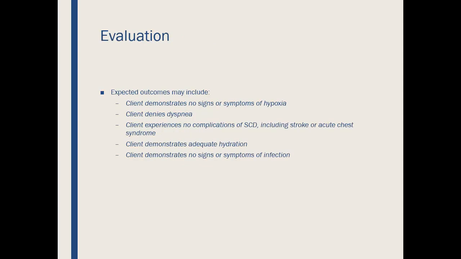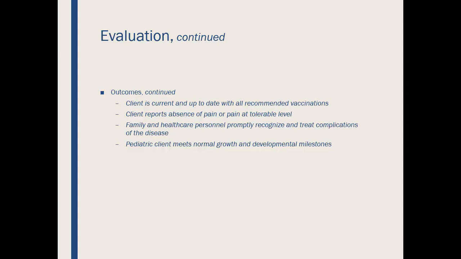All right, evaluation. Some of your expected outcomes may include the client demonstrates no signs and symptoms of hypoxia, they deny dyspnea, they experience no complications of the sickle cell disease, including stroke or acute chest syndrome. They will demonstrate adequate hydration by moist mucous membranes and a urine output of at least 0.5 milliliters per kilogram per hour. They will demonstrate no signs or symptoms of infection. They are current and up to date with all their recommended vaccines. They will report pain at a tolerable level.